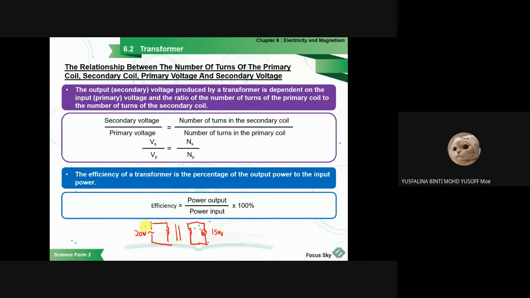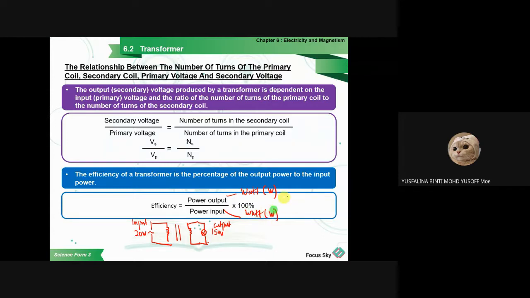Okay, so here is the input, and here is the output. The secondary will be the output, and the primary will be the input. So let's try to use the formula. For the power output, remember the unit for power is watt.